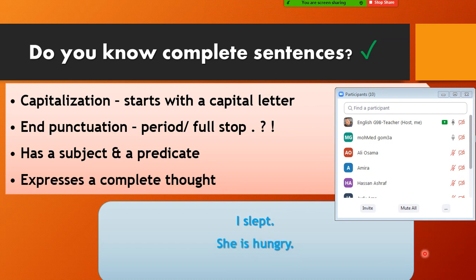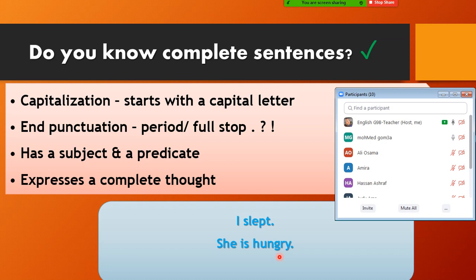She's hungry. The verb is "is", and the predicate is "hungry". Yes. In which sentence are you, Muhammad? We are in "She's hungry" now. Yes. Can you tell me where the subject is? She. Excellent.